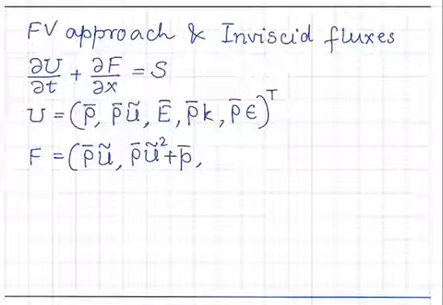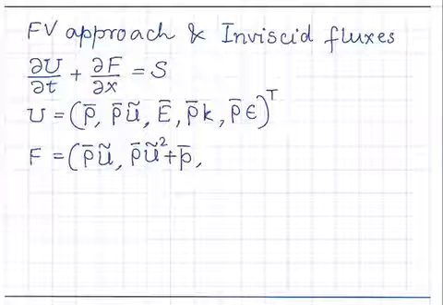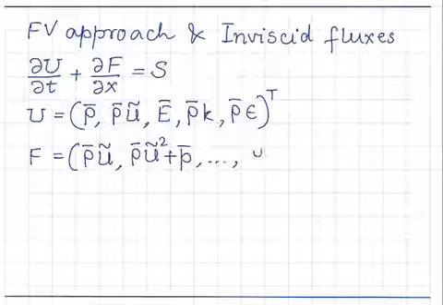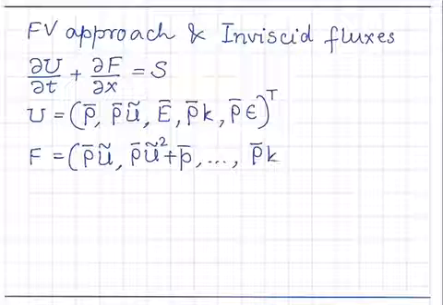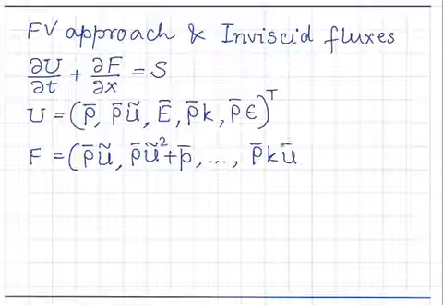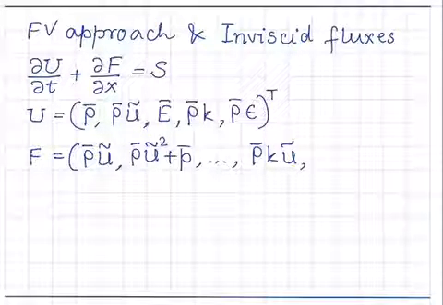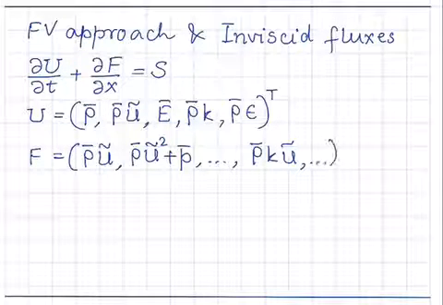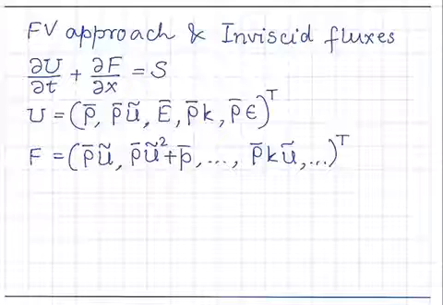Energy, we can again in a similar way write it, EU plus PU. I'm going to save space and go to rho bar k, the k equation, which is new, times u tilde, and a similar term for the epsilon equation.